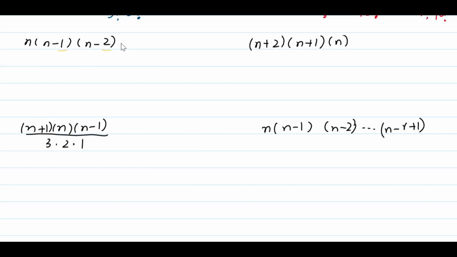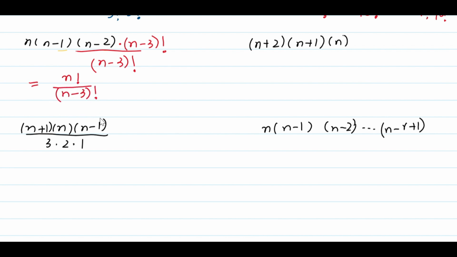Next, here we have to write this in the form of factorial. If you notice, the next term should be n minus 3, so I'll multiply and divide by n minus 3 factorial. The numerator starts with n and ends with n minus 3 factorial, so it's actually n factorial, and the denominator is n minus 3 factorial.